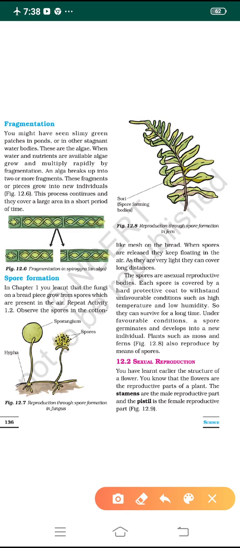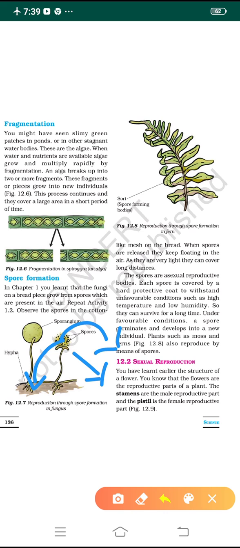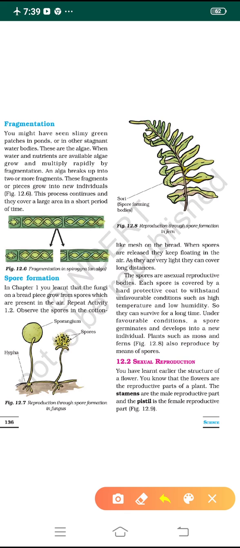Under favorable conditions, these spores germinate and develop into a new individual. Every spore will germinate and develop into a new individual, so all of you have to remember that. For example, plants such as moss and ferns are the two types of plants which reproduce by means of spores. You have to remember these.